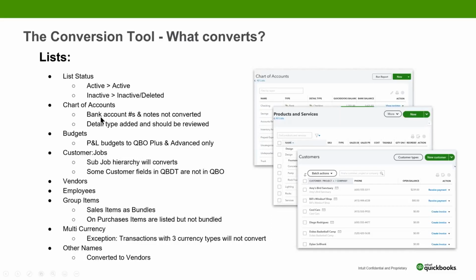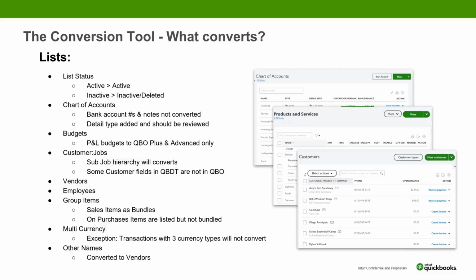Okay, the chart of accounts. The bank account numbers and notes are not converted, but the chart of accounts is. So if you have account numbers on your chart of accounts, that's fine. But the bank account number is a field that's in desktop that does not exist in online, and it just doesn't come over.